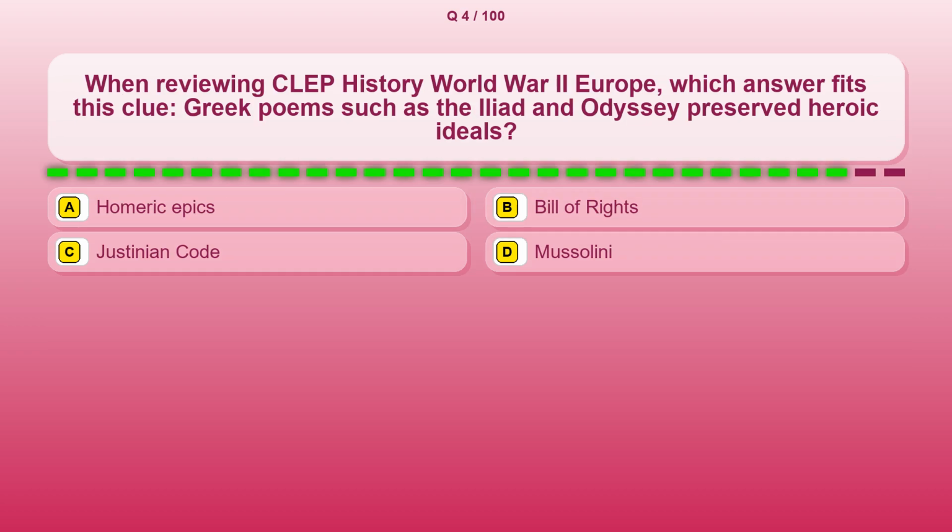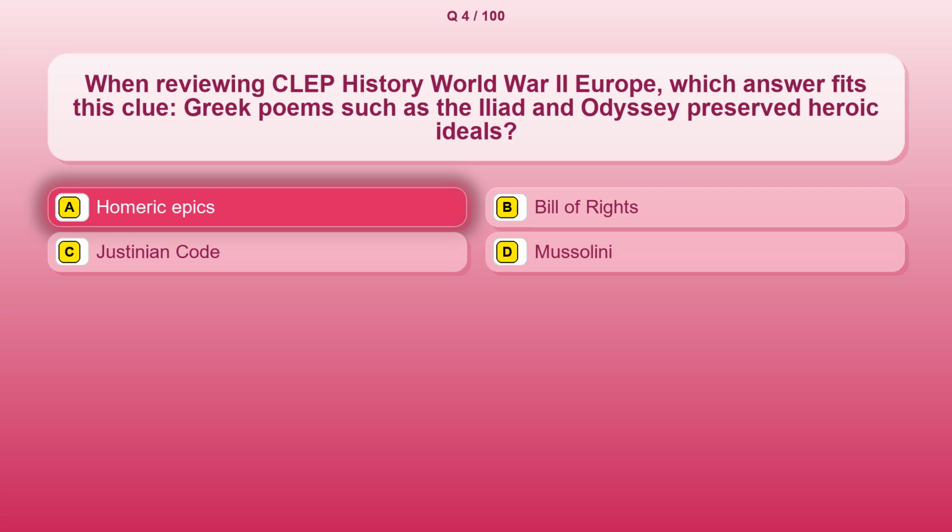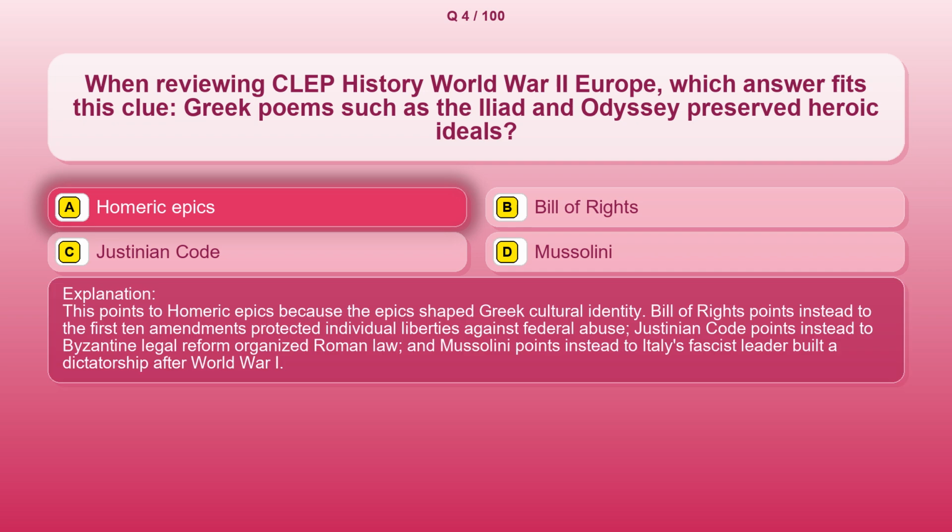Question 4. When reviewing CLEP History World War II Europe, which answer fits this clue? Greek poems such as the Iliad and Odyssey preserved heroic ideals. Option A. Homeric epics. Option B. Bill of Rights. Option C. Justinian Code. Option D. Mussolini. The correct answer is option A. Homeric epics. This points to Homeric epics because the epics shaped Greek cultural identity.